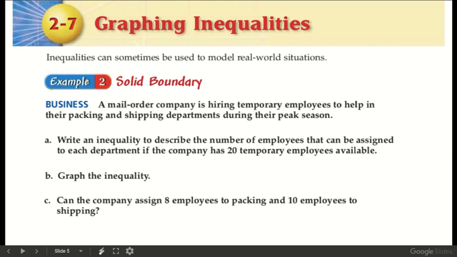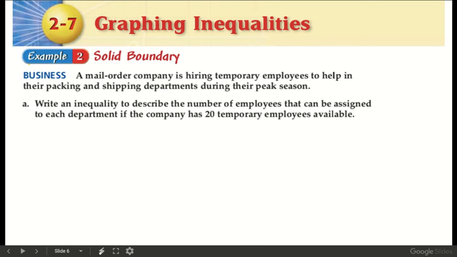Next, we want to graph that inequality. And then finally, we will identify if the company can assign 8 employees to packing and 10 employees to shipping and see if that still works as a solution. So let's start with part A.